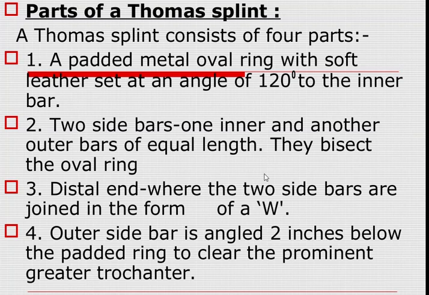Next, these are the parts of the Thomas splint. A padded metal oval ring with soft leather set at an angle of 120 degrees to the inner bar. Two side bars, one inner and the other outer, of equal length, bisect the oval, and at the distal end the two side bars are joined in the form of a W. The outer side bar is angled 2 inches below the padded ring to clear the prominent greater trochanter.